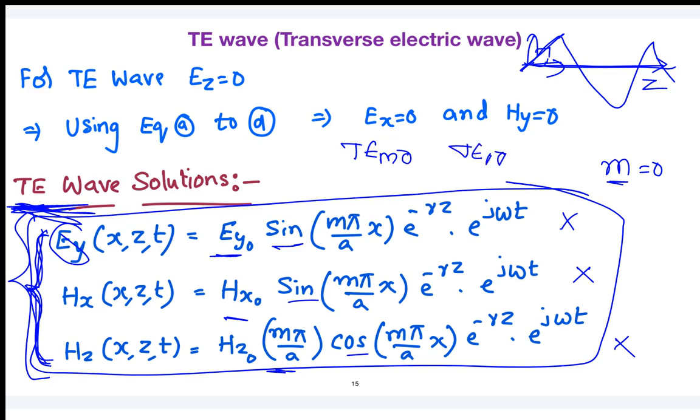Otherwise, as I already told you, when the second subscript is 0 and the first subscript is also 0, there is no electric field, which has no meaning at all. So what should be the minimum value of M right now? 1. So in case of a TE, the dominant mode is TE10. When you put M equal to 1, all the components exist. Our requirement was at least one electric field and one magnetic field, so that criterion is fulfilled here. So the dominant mode in TE is TE10.